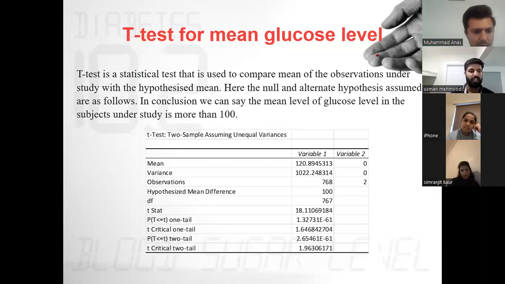We can notice that the p-value for the test is less than the assumed significance level. Hence, we have sufficient evidence to reject the null hypothesis. In conclusion, we can say that the mean glucose level in the subjects under study is more than 100. Now, I would like to call Mohammed Anas to continue further.